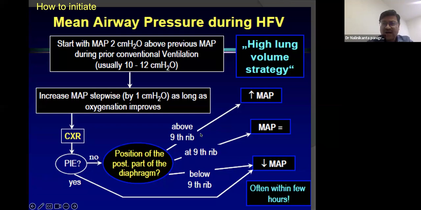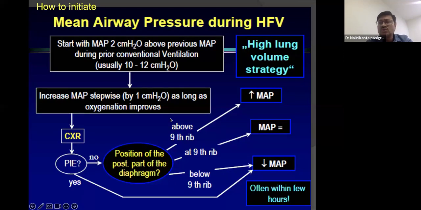If not done within half an hour to 1 hour, and you have already chosen empirically a 12 or 13 mark and you're not able to recruit the lungs, you can go one by one, 1 cm at a time, and again recruit and check later. Is there improvement of oxygenation? The point where the improvement of oxygenation from 100% FiO2 is decreasing further and the saturation is maintaining, that's the point probably.